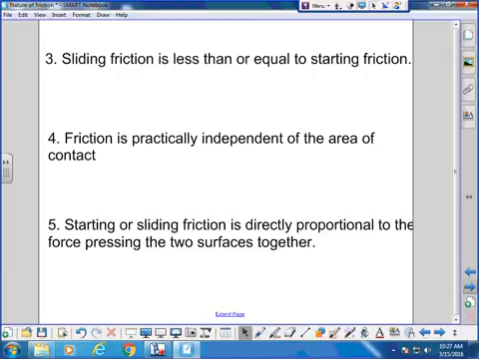Starting or sliding friction is directly proportional to the force pressing the two surfaces together, which is a fancy way of saying the object's weight. The heavier something is, the more it's pushing down, and you get more and more friction. It doesn't change the frictional coefficient, and we're going to get into that as well. You can read more about that on that handout.